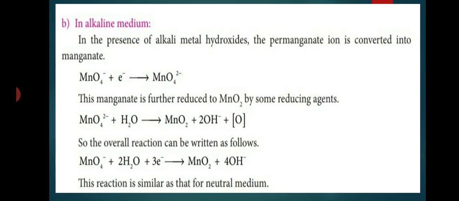In alkaline medium, that is in presence of any base, MnO4 minus plus an electron is converted into manganate, MnO4 2 minus. This manganate ion is further reduced to manganese dioxide by some reducing agent: MnO4 2 minus plus H2O gives MnO2 plus 2OH minus plus nascent oxygen. Oxygen in square bracket is called nascent oxygen, that is oxygen evolved at the time of chemical reaction.